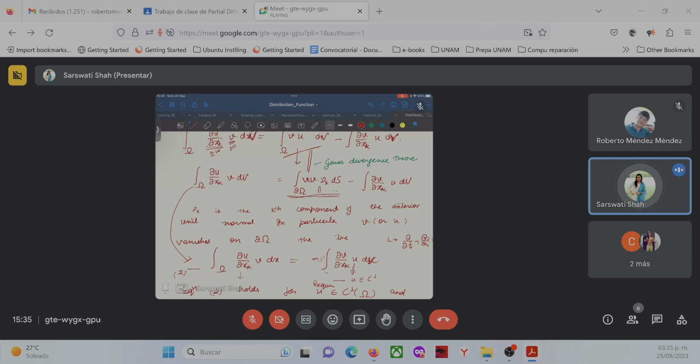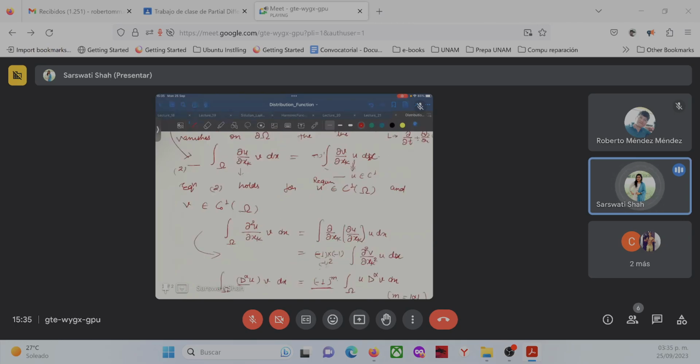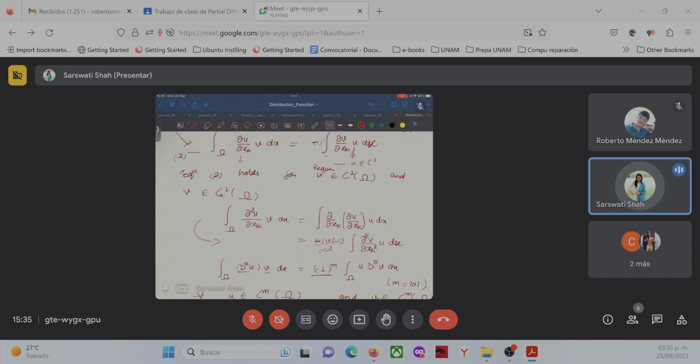At every integration, we are getting one negative sign, isn't it? So if we are on the mth order derivative, we are passing the mth order derivative to the other function, then we get minus 1 to the power m, and this D alpha v can be written as L of v, isn't it?